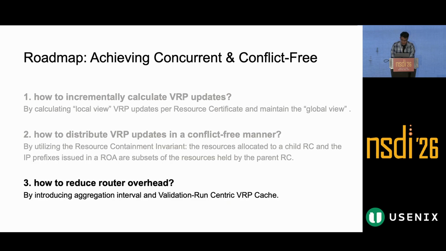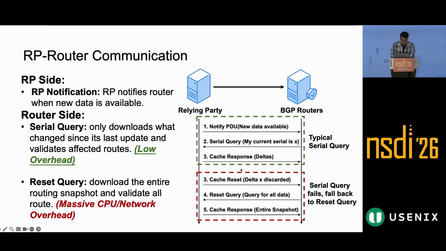And our third roadmap is controlling router overhead. Before jumping into solutions, let's briefly look at RP and router communication. According to the standard, when the RP has new data, it first notifies the router. Upon receiving this notification, a router typically uses a serial query to fetch only the incremental update deltas from the RP and validate only affected routes.